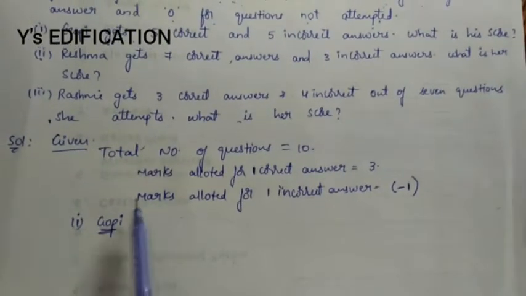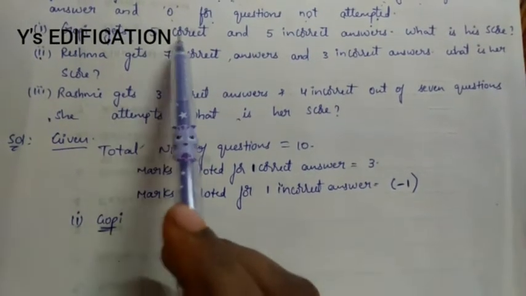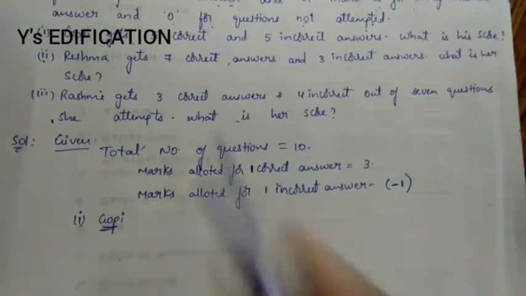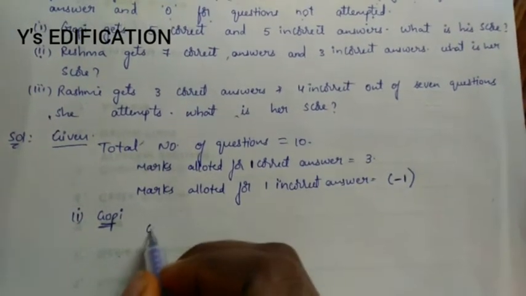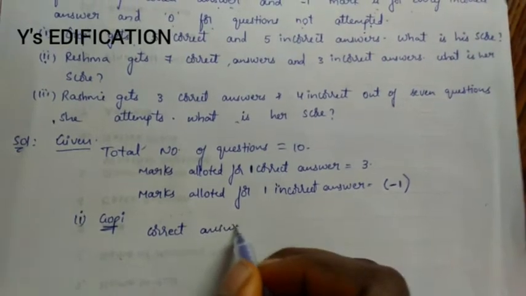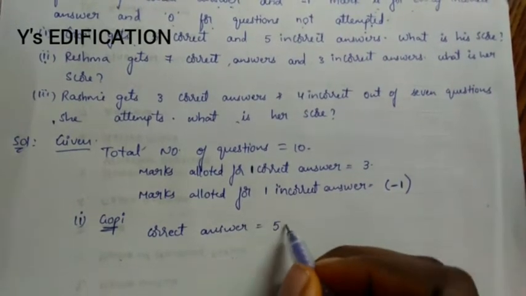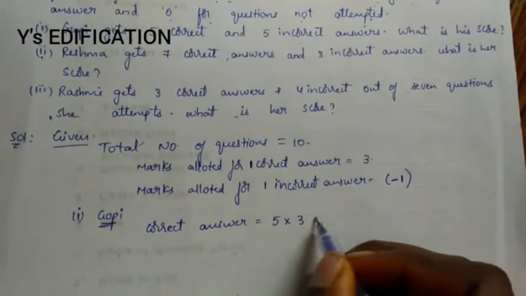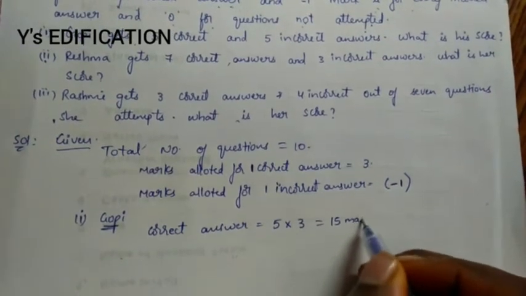So we have to calculate Gopi's result. Gopi gets 5 correct answers and 5 incorrect answers. How many correct answers did Gopi write? Gopi wrote 5 correct answers. That means 5 into 3, how many marks? 15 marks.